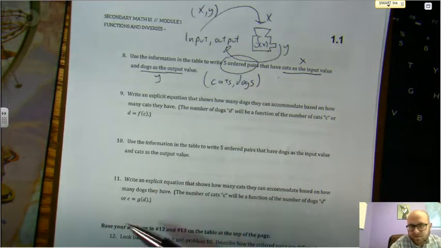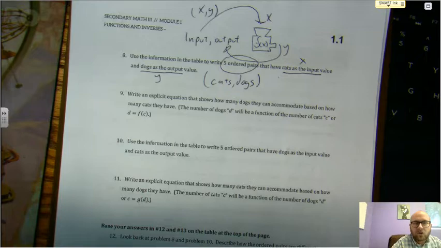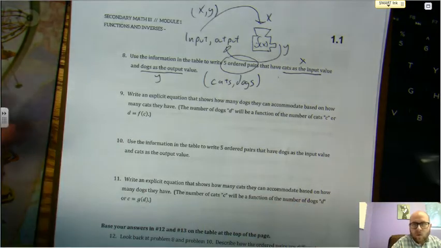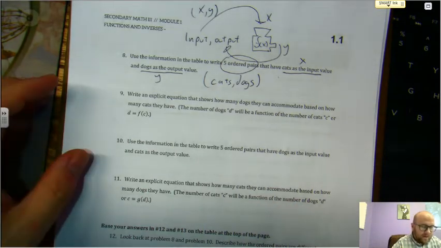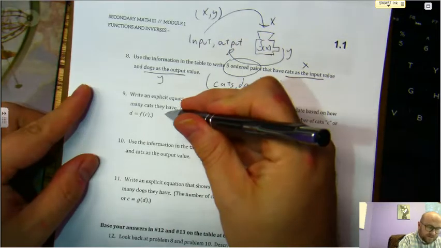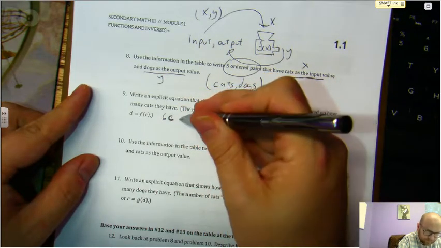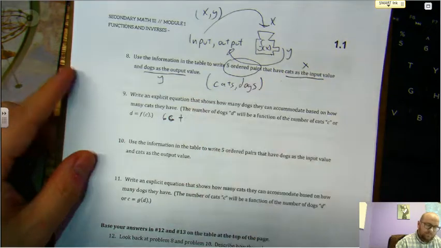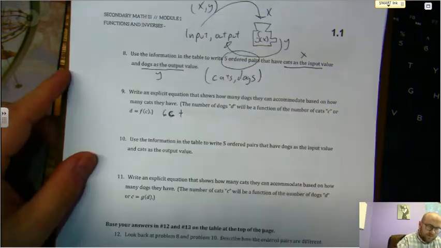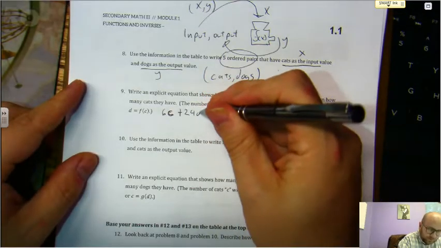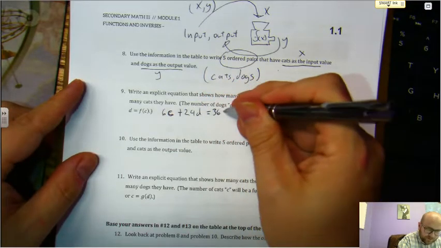It says write an explicit equation that shows how many dogs they can accommodate based on how many cats they have. Okay, so we're going to have to look at our equation to figure out what that is. And so we do know that it takes 6 feet per cat, and then it takes how many feet per dog? 24. 24 per dog, and that equals 360.